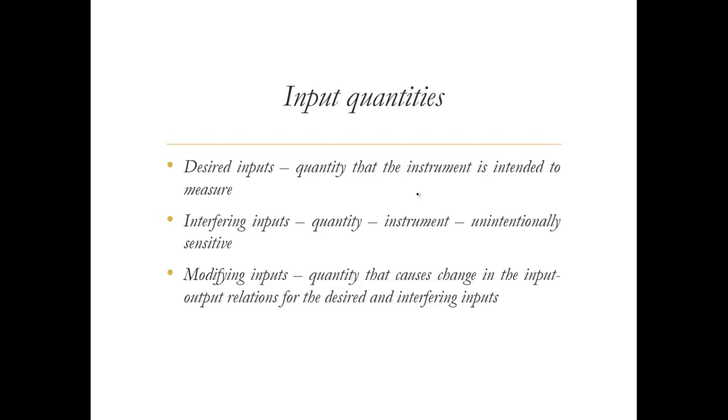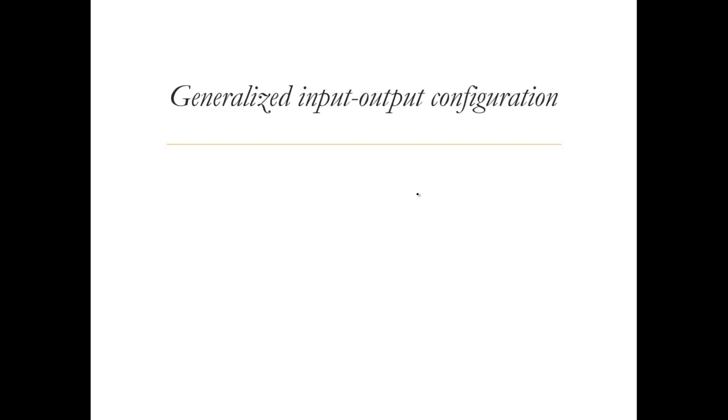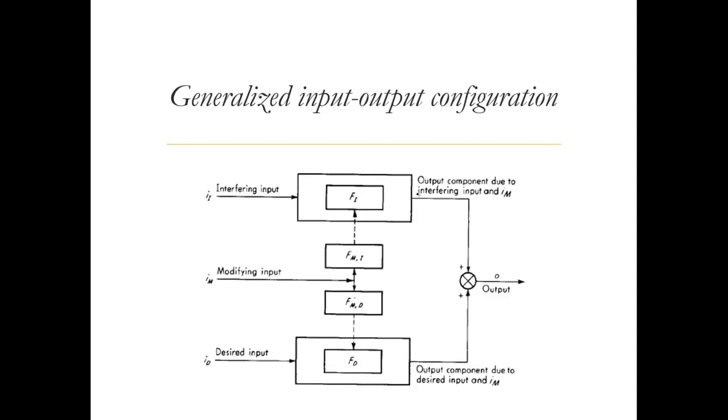This is called modifying inputs. This is the quantity that causes change in the input-output relation for the desired and interfering inputs. Now, this has been provided as an input-output configuration in a block diagram fashion. You can just see here, we have ID that represents the desired input, IM referring to the modifying input, and capital I referring to interfering input. This will be more clear with an example that I will discuss after this slide.